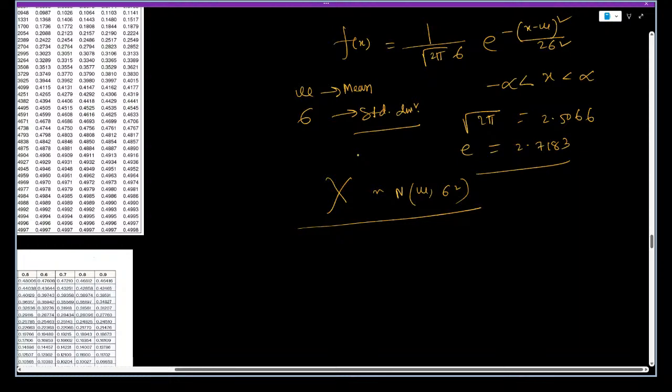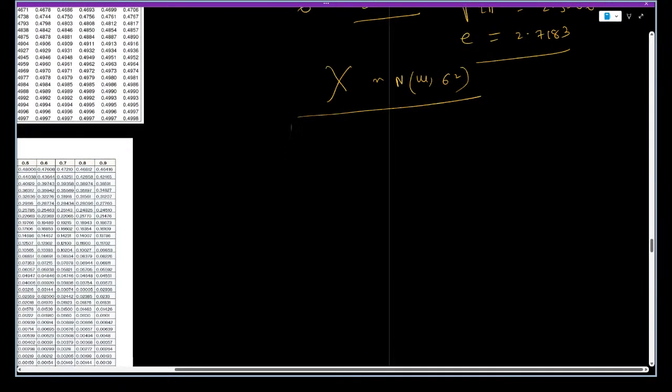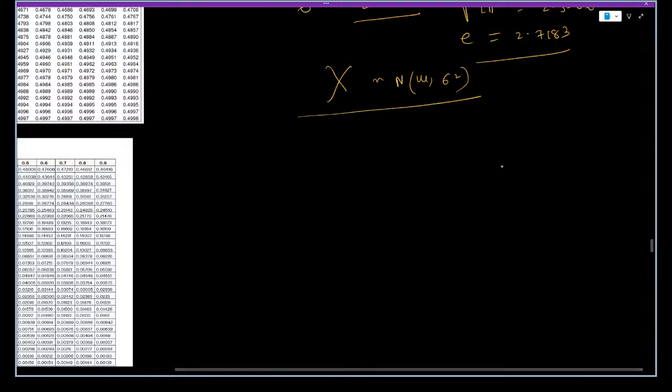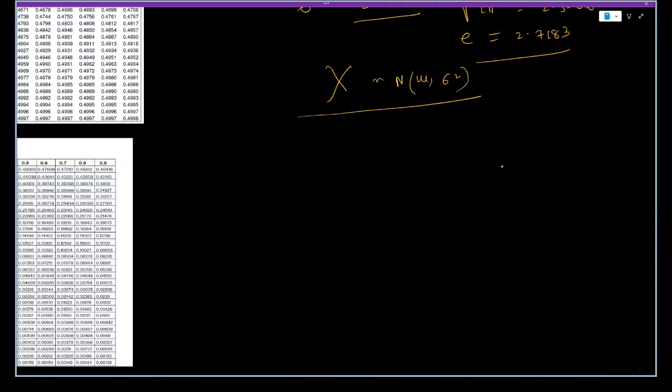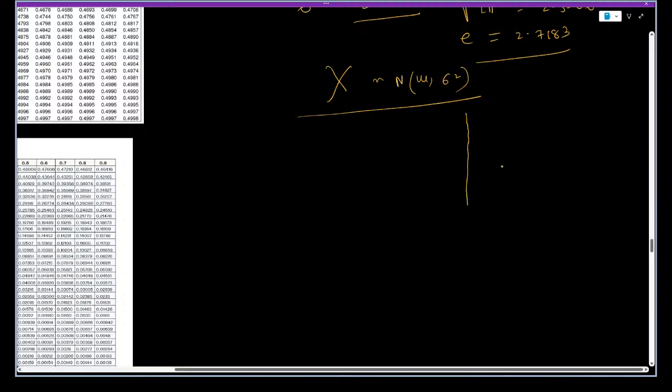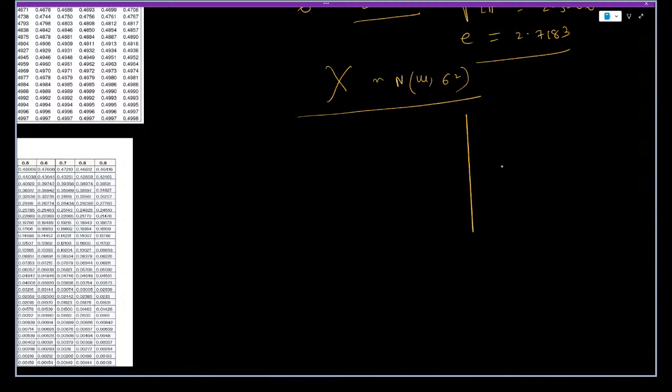So in this probability distribution of normal distribution, whatever I told you, the graph, if you plot, it will be symmetric about the y-axis. It is bell-shaped and symmetric about the line. Initially, if you don't consider the standard normal distribution, it is symmetric about this line.